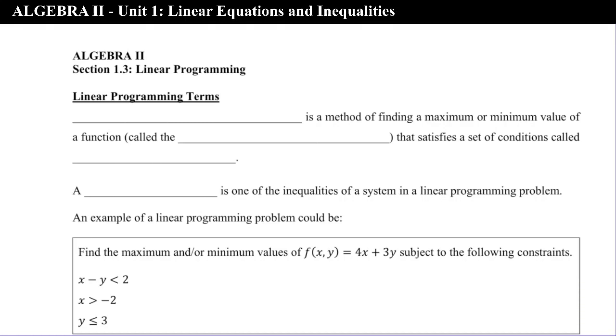So what linear programming is, it's a method of being able to maximize or minimize some sort of function, and that function can represent all sorts of things. It can represent production out of a factory. It can represent the amount of money that you're making in your business. And what we want to do is maximize or minimize things.